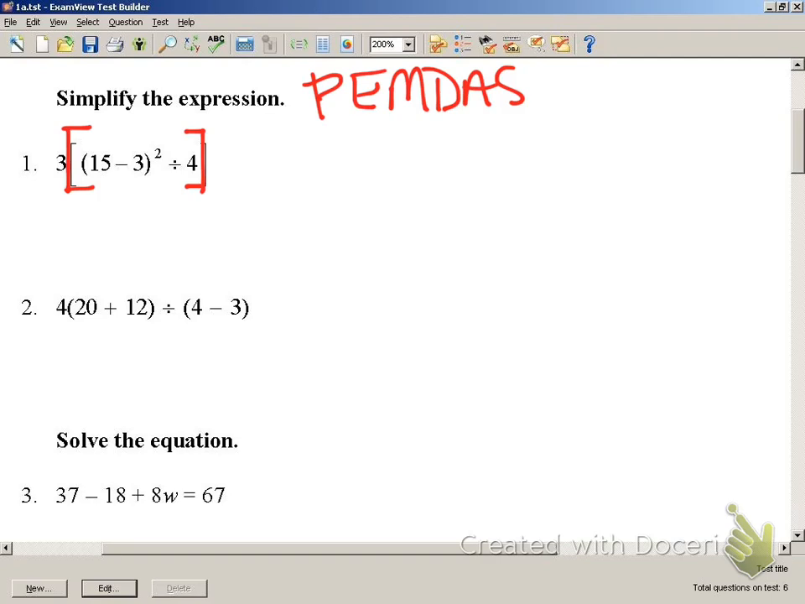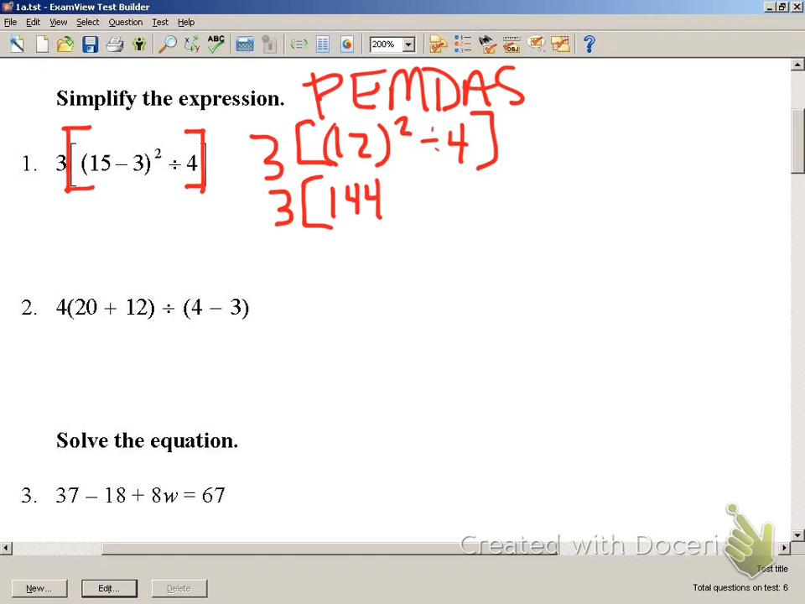So I'm going to rewrite it. 15 minus 3 is 12. And I'm going to keep that in parentheses squared. That is a division sign of 4. Keep everything in brackets. Continue working in brackets. If I finish those brackets, I'm going to do my exponents first. 12 squared is 144. So I have 3, 144 divided by 4.